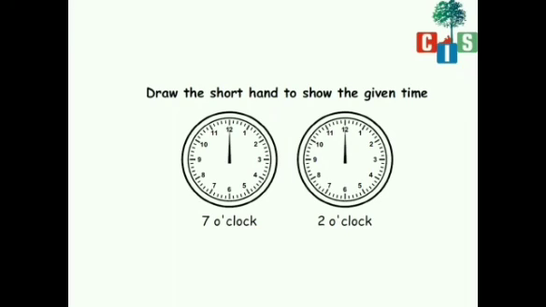Next, draw the short hand to show the given time. Now we have to draw the hour hand. The time is given to us and we have to show it on the clock. What is the first time written? 7 o'clock. So we have to draw the short hand, that is the hour hand, towards the 7. Next, 2 o'clock. So now we will draw the short hand, that is the hour hand, towards the 2. Right?